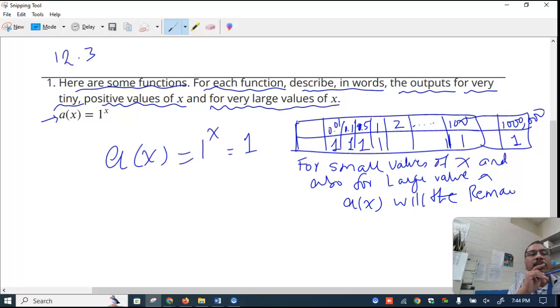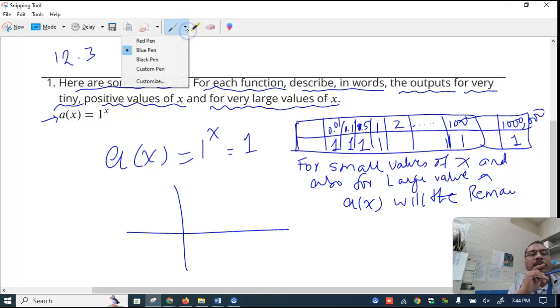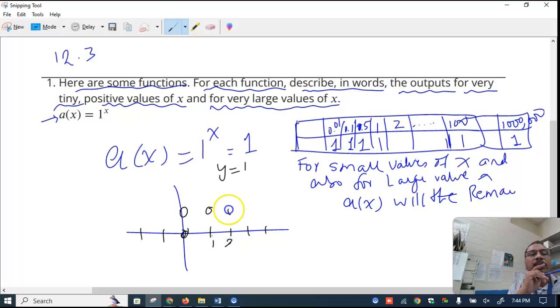Now, graphically, I'm going to show also on Desmos what it means. It is the line y equals 1. That means whatever the input may be, if it is 0, it is 1. If it is 1, it is 1. If it is 2, it is 1. So all these points make a line. Okay, so that takes care of the first one.